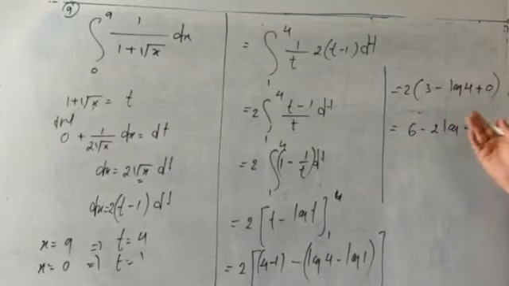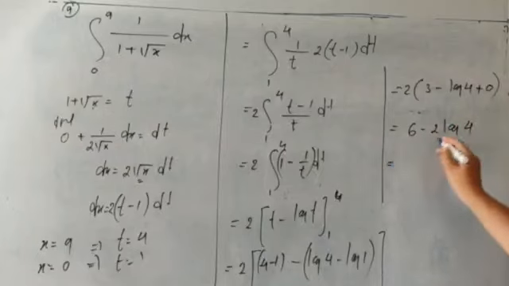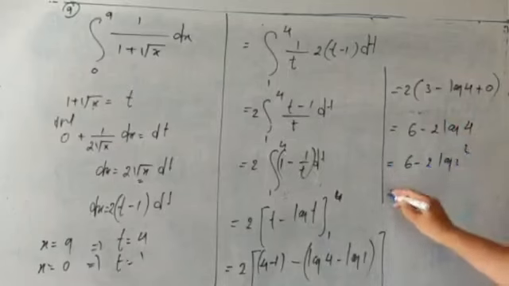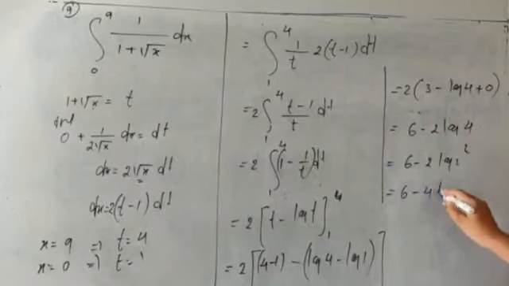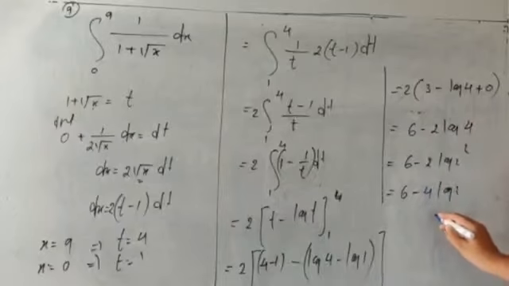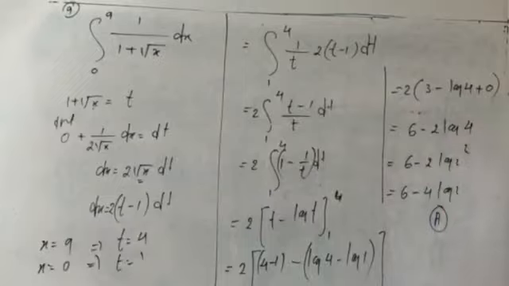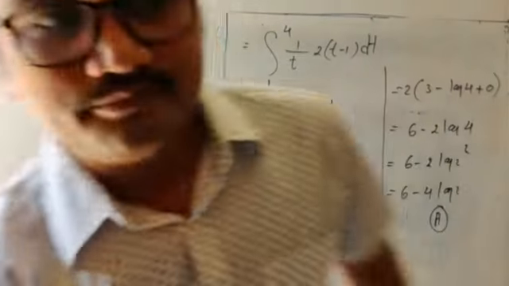2 log 4 is given as 2 log 2. We can write this as 6 minus 2, you may say log of 2 raised to 2. So it is 6, this 2 becomes the multiple, so it is 4 log 2. So this should be the answer, and this is as per the book the option A. Right. So this is option A. Good question.